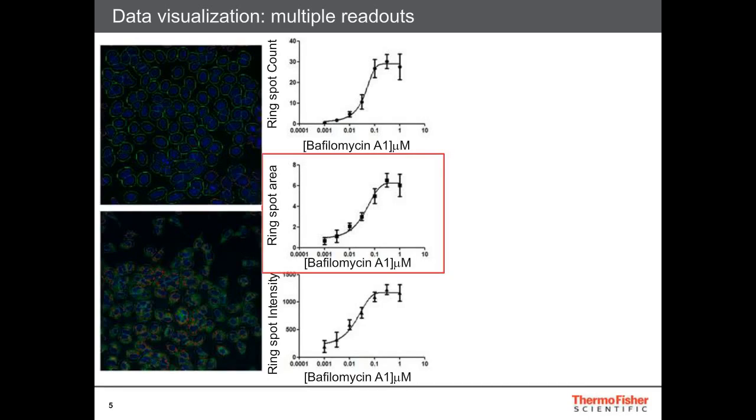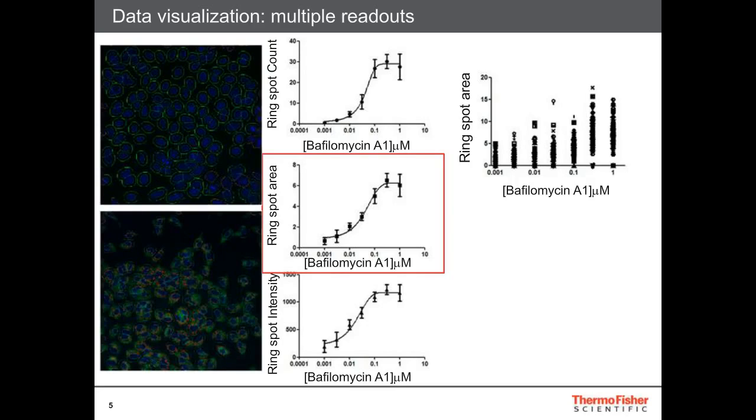But what we're also able to do is actually mine and pull the data from every single cell within these wells. I'm just going to show you how we do this for ring spot area. Here, this is the data for the ring spot area from every single cell within all of those wells. There's several thousand cells, and this is a really important aspect of cell biology that high-content imaging is able to address, namely the heterogeneity within a population.